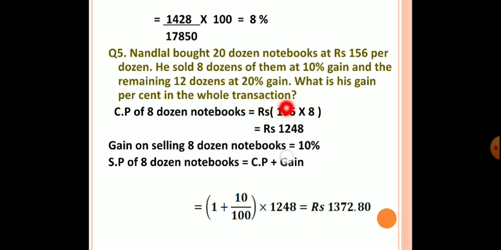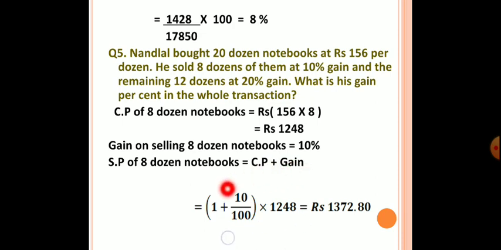So first let us find the cost price of 8 dozen as he is selling them at 10% gain. So cost price of 8 dozen notebooks is equal to rupees 156 into 8. Because the cost of 1 dozen is 156, so the cost of 8 dozen is 156 into 8. That is equal to rupees 1248. Now gain on selling 8 dozen notebooks is equal to 10%. So therefore selling price of 8 dozen notebooks is equal to cost price plus gain.